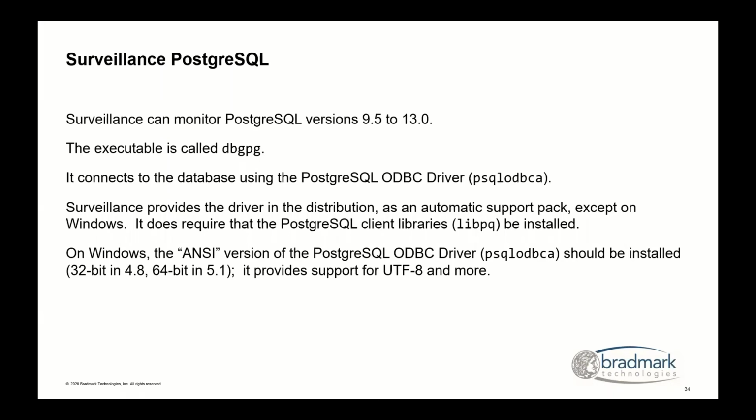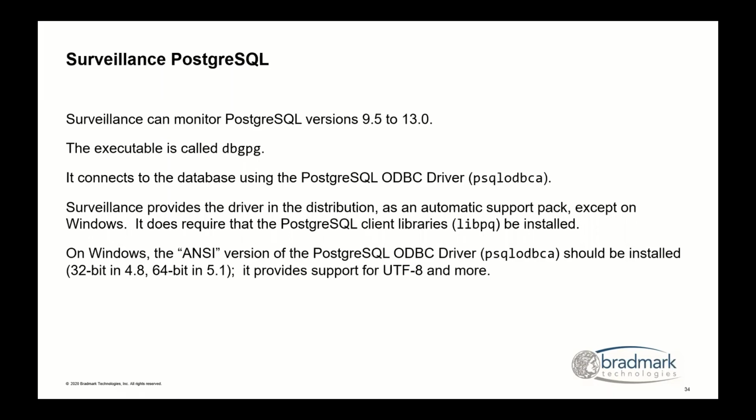But if you need to go remote, if you want to put surveillance on another machine and then monitor that remotely, then you just need a minimal amount of stuff on that machine, like PostgreSQL client libraries. On Windows, we need the ANSI version of the Postgres ODBC driver, and that's going to be 32-bit or 64-bit, depending on which version of surveillance.